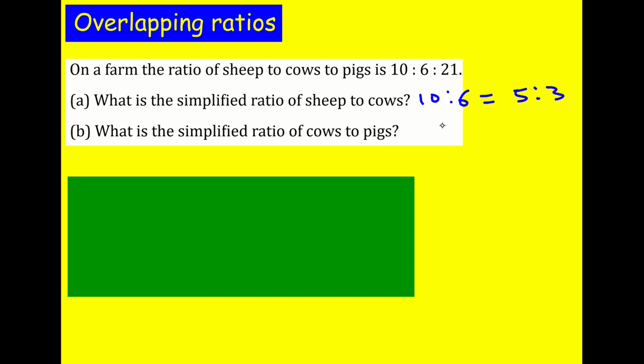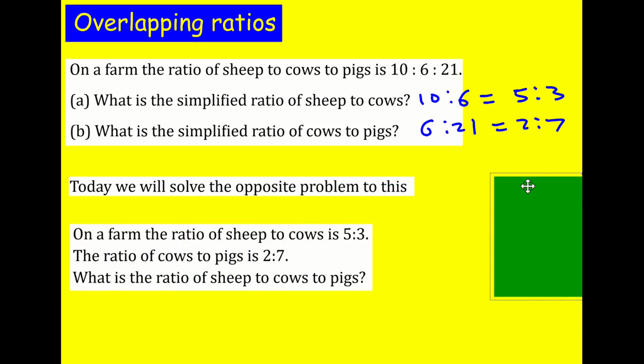Meanwhile, cows to pigs is 6 to 21, and I can divide both by 3 to give me 2 to 7, and that's my answer. Well, when we do overlapping ratios questions, this is actually what we start with. So this is a typical question.